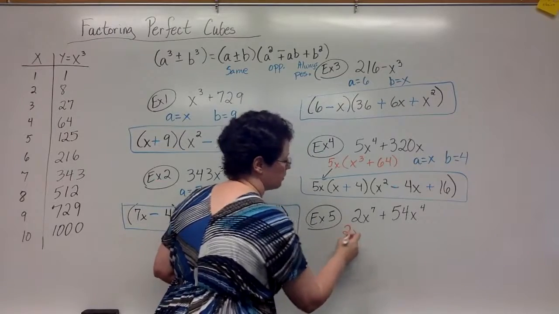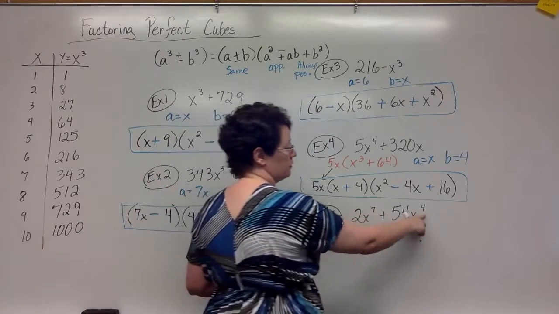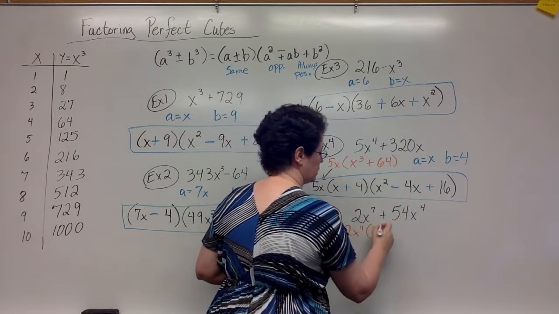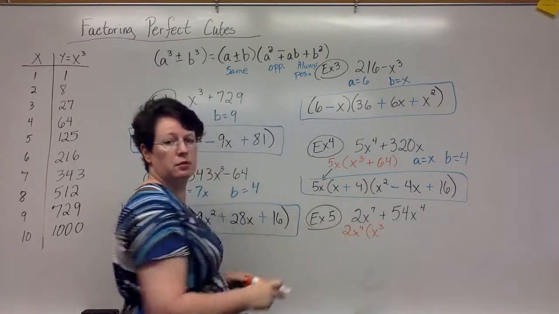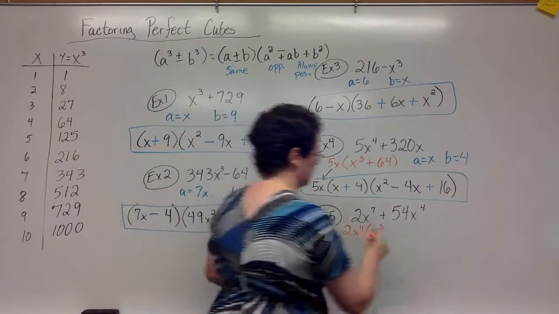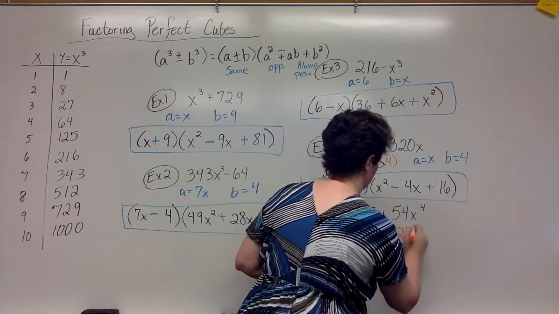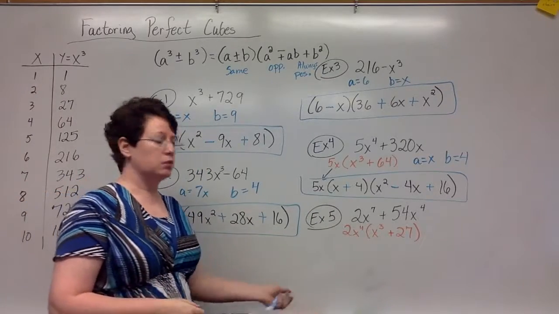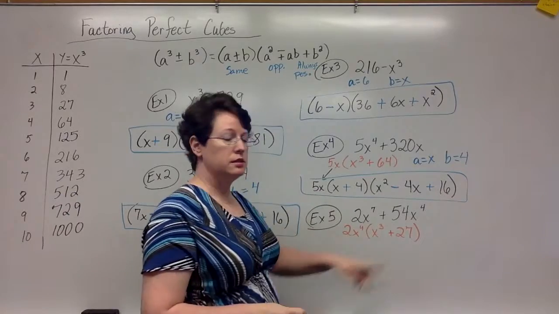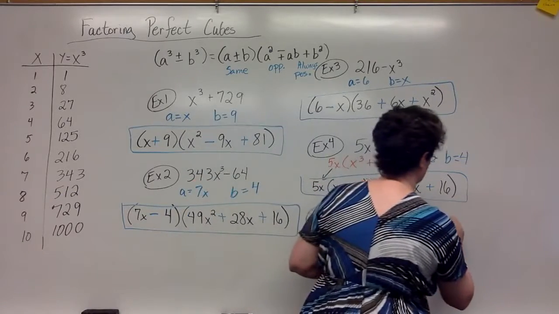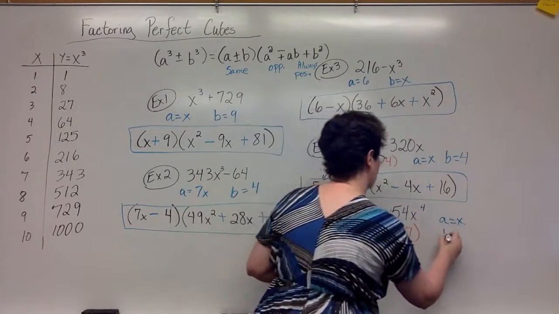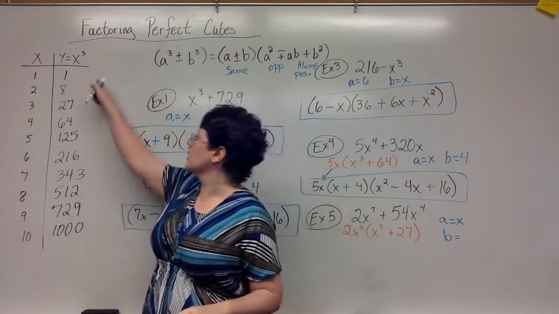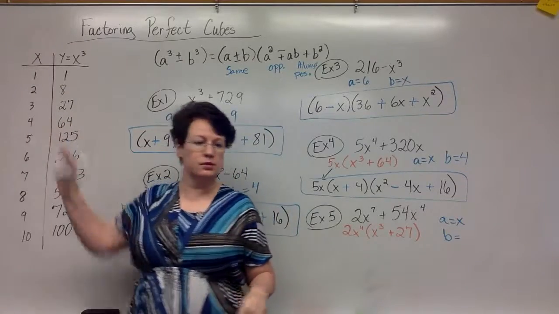And how many x's can we pull out? I have 7 and 4. I have to pick the smaller exponent, which is 4. That's going to leave me an x cubed. And what's 54 divided by 2? 27. Okay? So now let's figure out A and B. Well, A is super easy. It's the x. So A equals x. What does B equal? Well, we haven't done 27. 27 is what? Yeah, it's 3 cubed.